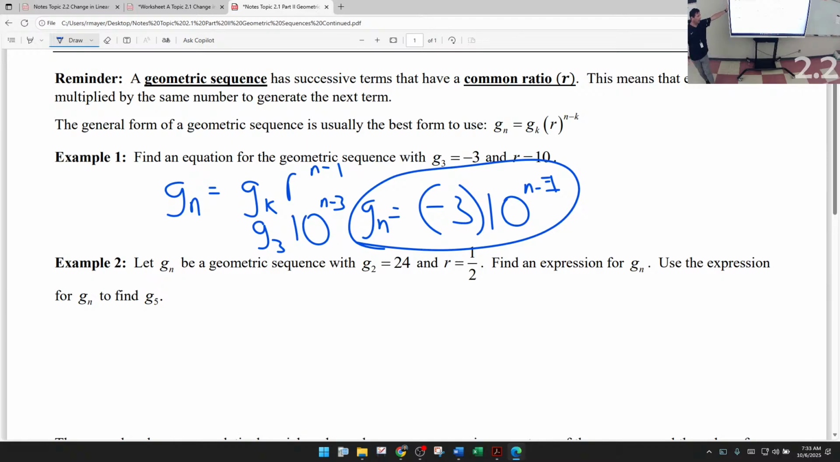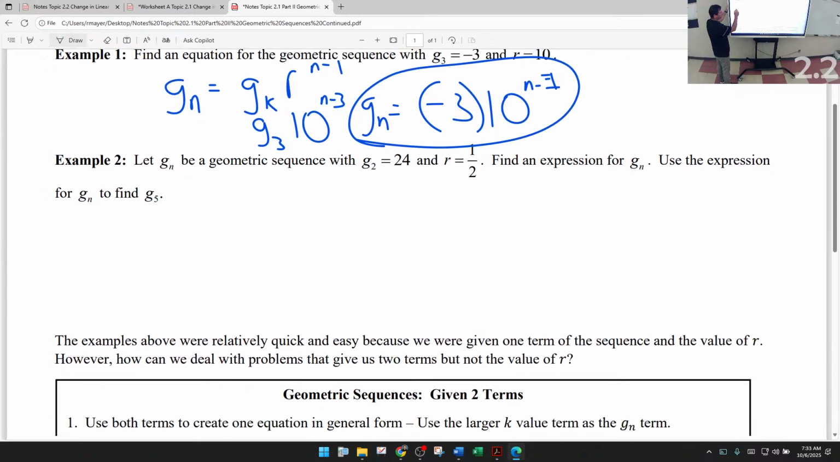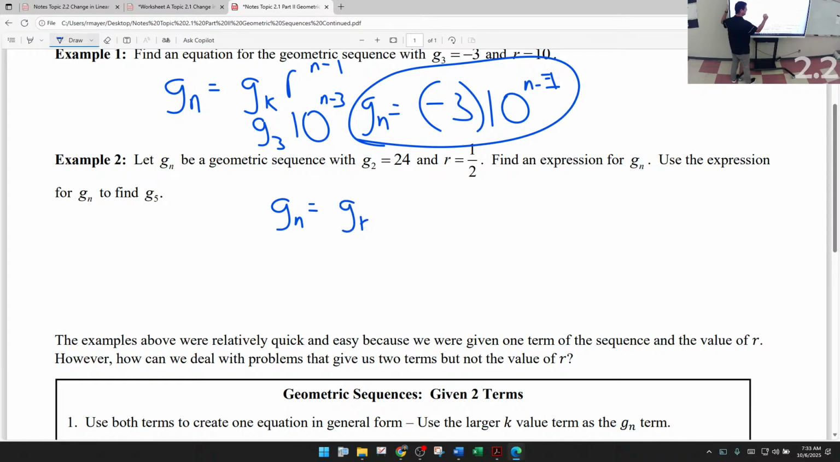Okay. Now, this is what we need in order to do those other questions. So, G sub n, geometric G sub 2 is 24. Oh, no, sorry, R is 1/2. This one's not that bad. We know this one. So we know G of n is equal to G of k times R to the n minus k. Now that I know the formula, right. So G of 2 is 24. R is 1/2. N minus 2.